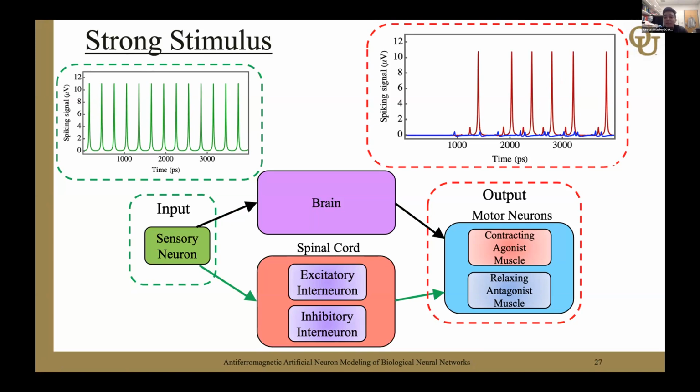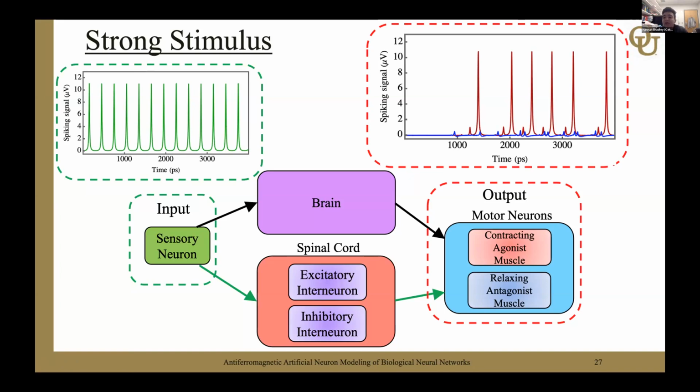The sensory information bypasses the brain, travels through the faster interneurons to the motor neurons. Now the muscles react over 2 times faster compared to the reaction to a weak stimulus. This is the withdrawal reflex in action.